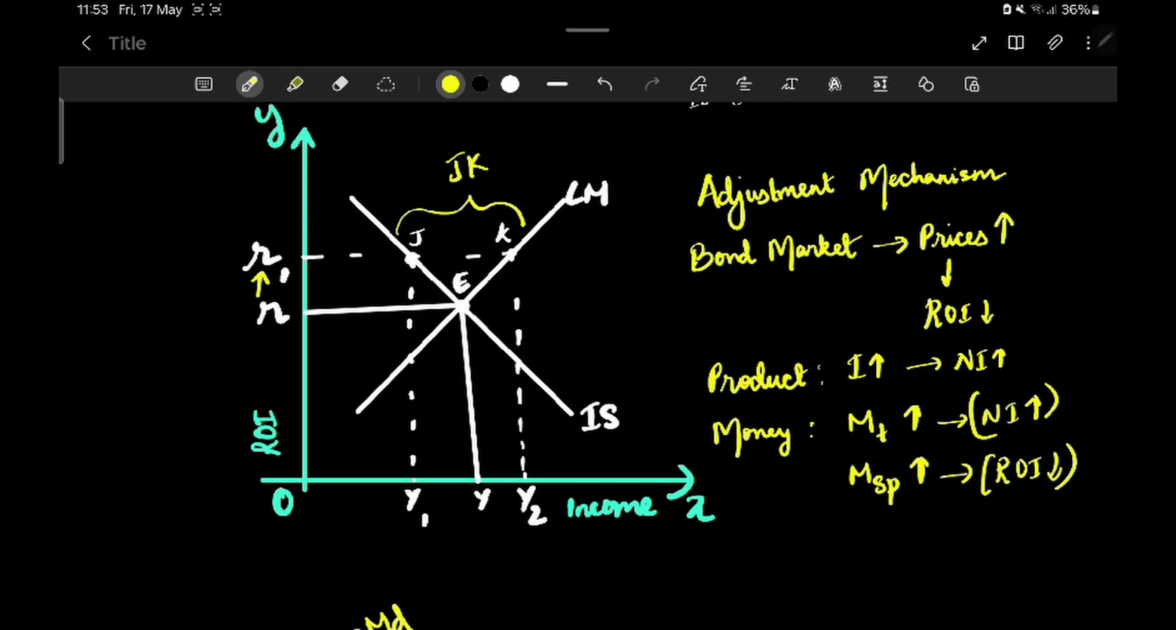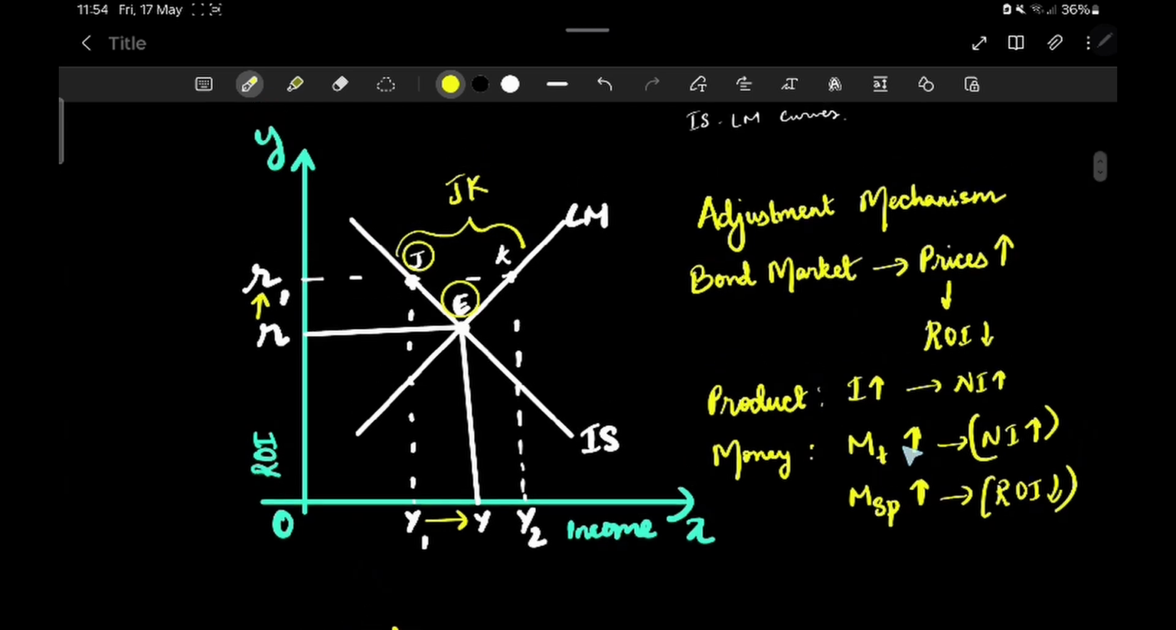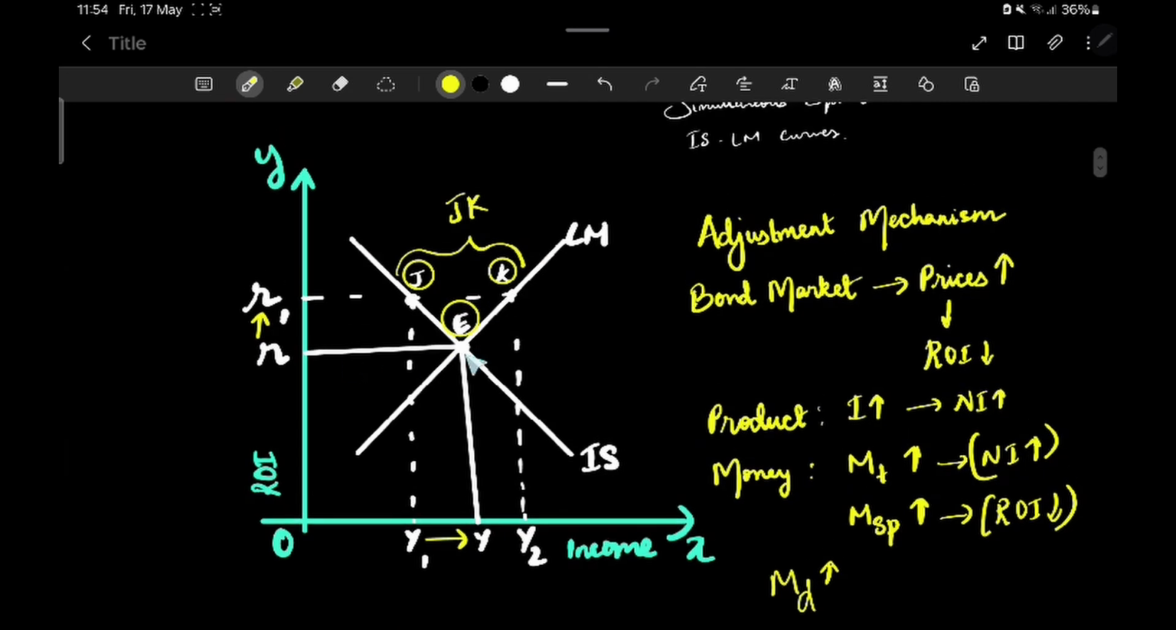Now, since the national income has increased, you can see that your product market moves from point J to point E. Your income has increased. Remember, in your money market, on the other hand, your money demand has increased, so it moves from point K to point E. And your equilibrium is restored in the economy.